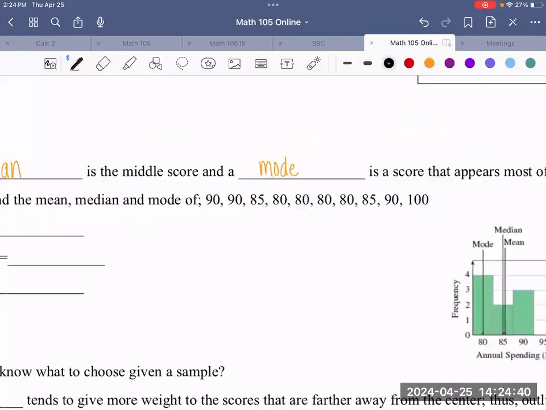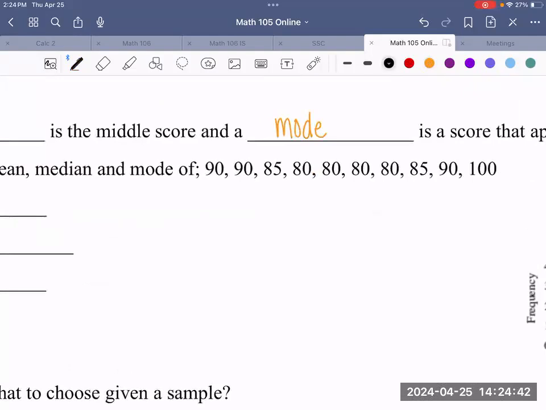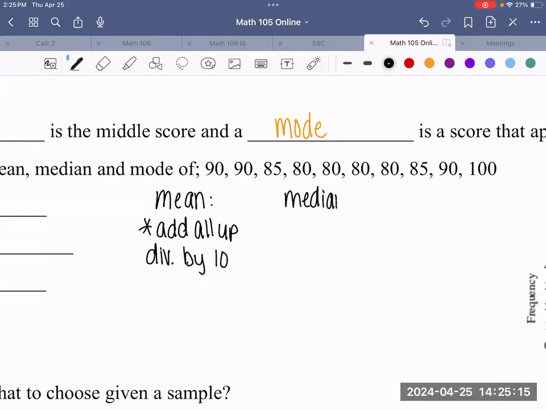We talked about your mean, where you add them all up and then divide by however many we have. 1, 2, 3, 4, 5, 6, 7, 8, 9, 10. So we can add all 10 up. And I might consider putting them into an order, and you'll know why in a second. So for the mean, I'm going to add all up and divide by 10, whereas for your median, we're going to put them in order.